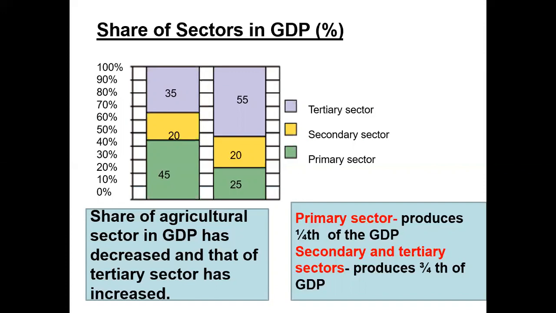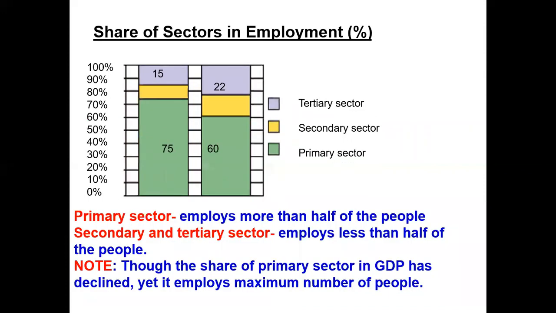Now let's look at the employment, share of sectors in employment. Over here, you can see that tertiary sector has increased from 15 to 22, and primary sector has not seen a great decline. Primary sector still employs more than half of the people. Secondary sector and tertiary sector employs less than half of the people. Though the share of primary sector in GDP has declined, yet it is employing maximum number of people. So most of the people are employed in agriculture.